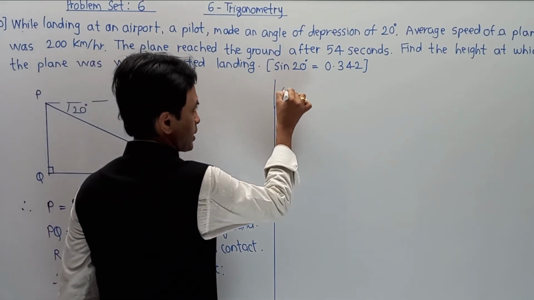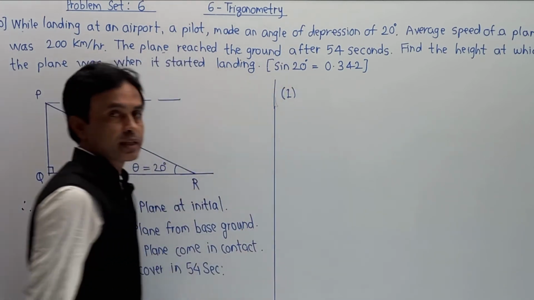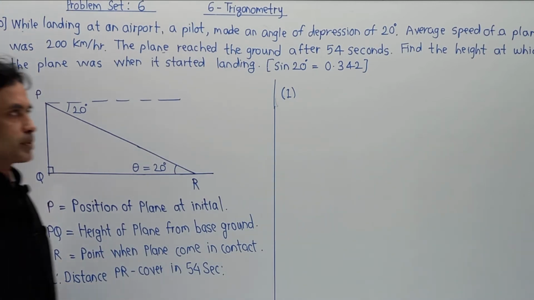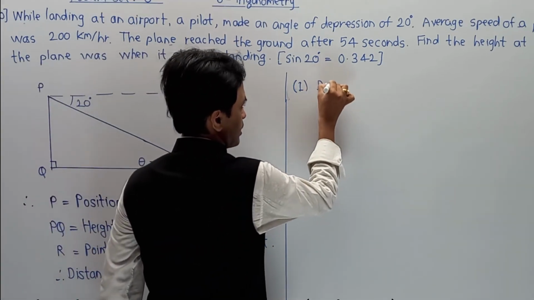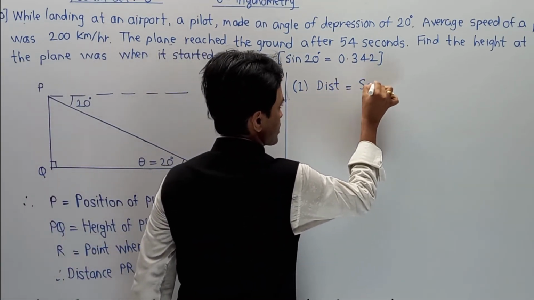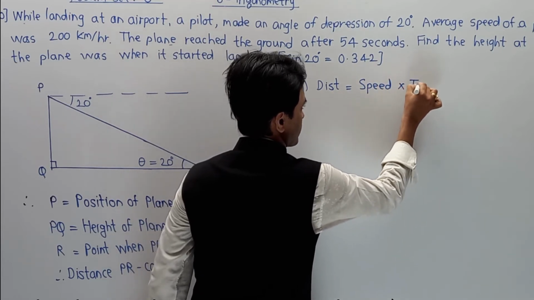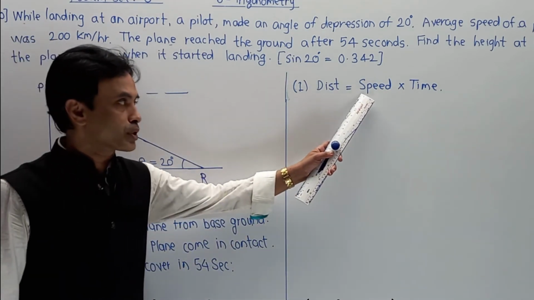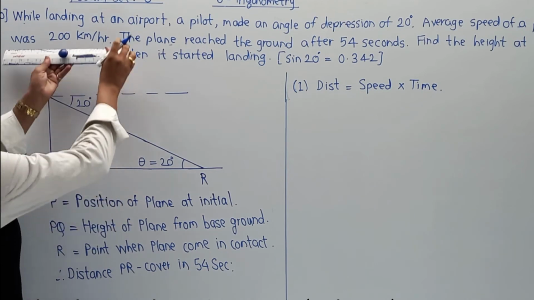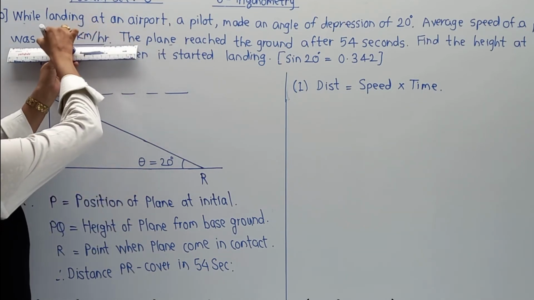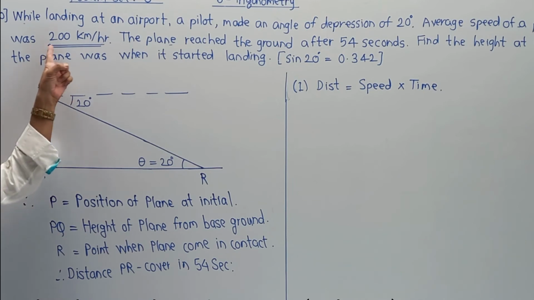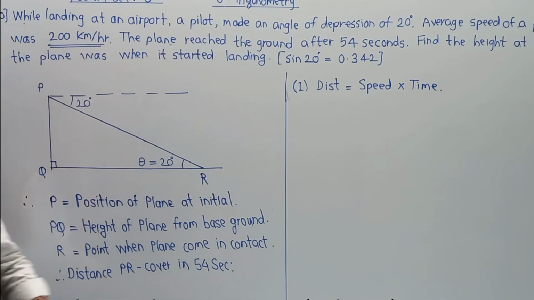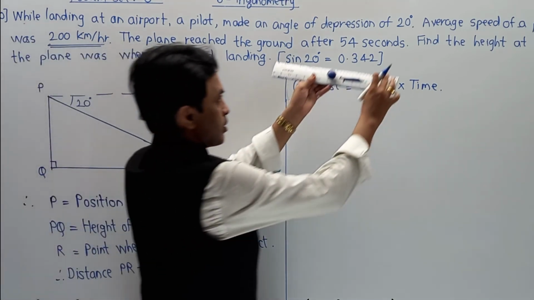First I am going to clear the part. In the first case we are using the formula distance is equal to speed into time. So I am going to write distance is equal to speed into time, but again in the time there is a condition. What is exactly that? If you observe the numerical, in terms of speed, they have given the speed of the aeroplane, that is 200 km per hour. I repeat, 200 km per hour. And the time required they have given is 54 seconds.